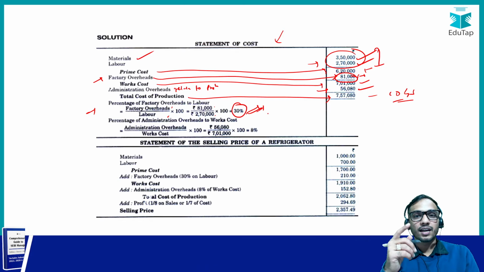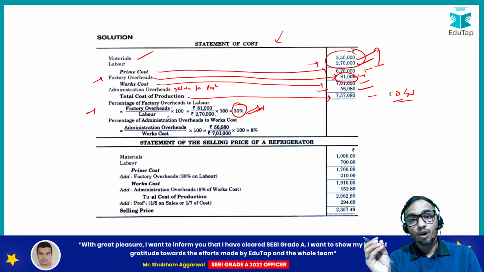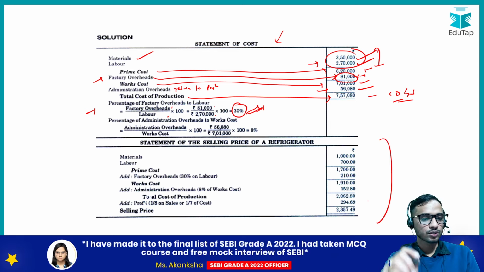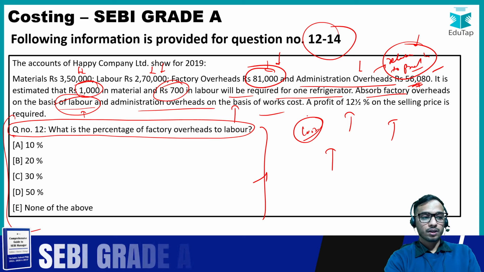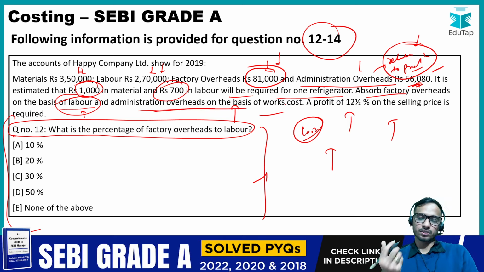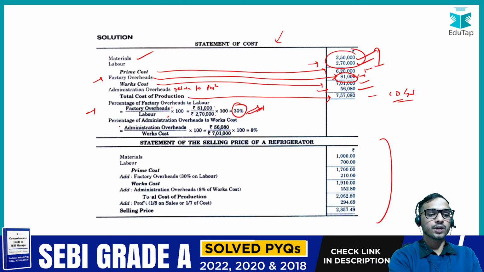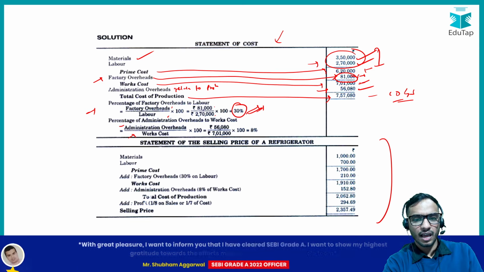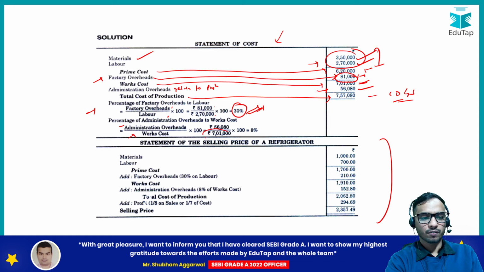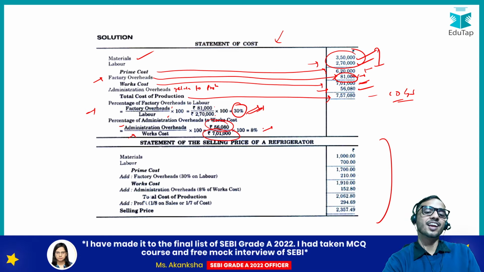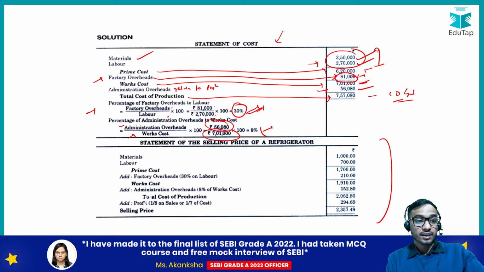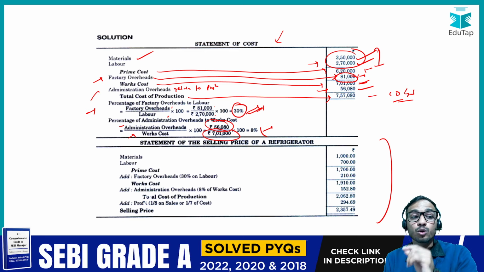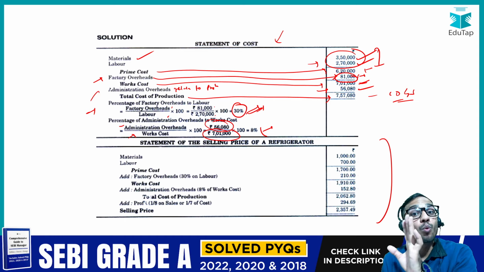So we have calculated the percentage, and when we have to calculate the per unit factory overhead, you would calculate 30% of per unit labor. Don't worry, we are going to do that as well. First understand this concept. Now the second sentence is administrative overhead on the basis of works cost. This is also very easy. In the numerator you write administrative overhead, and it is absorbed on the basis of works cost. What is the total works cost? It is your 7,01,000 here, right? So in the denominator 7,01,000, in the numerator 56,080, then 8%. That means when you calculate per unit administrative overhead, you are going to do 8% of per unit works cost.